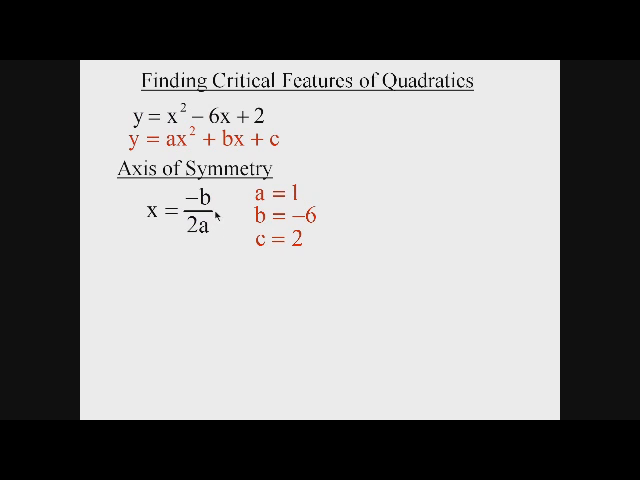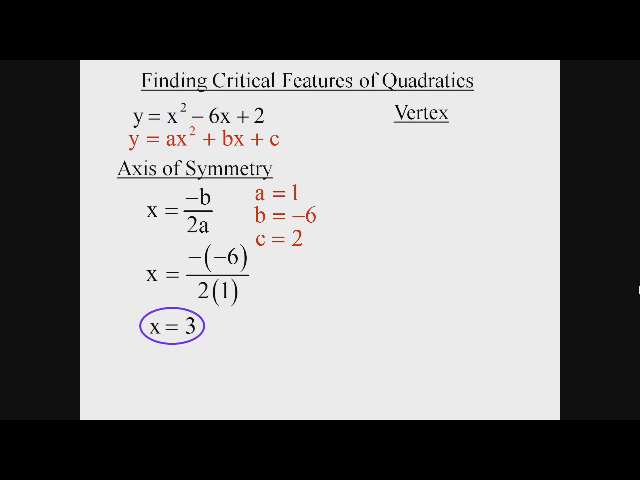So when I substitute negative 6 in here for b and 1 in here for a, I get negative 6 over 2 times 1, which is positive 6 over 2, or x equals 3. That is our axis of symmetry. And if you compare that to the graph we just made, you'll see that it matches.